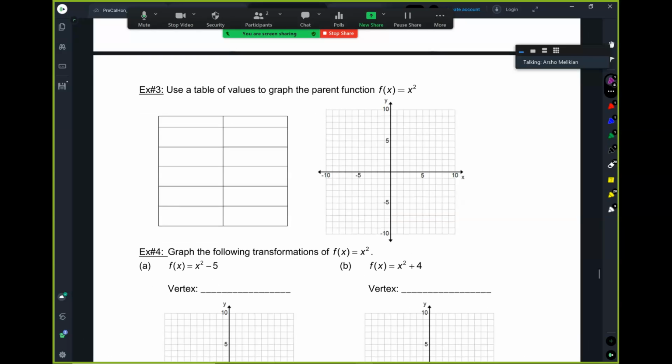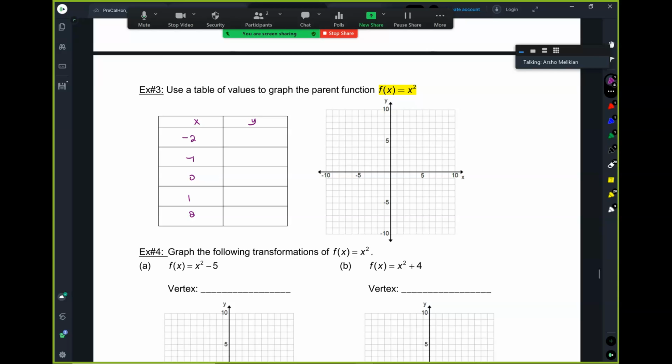Now we're going to move on from absolute values to quadratic functions. The first one we're going to take is f of x equals x squared. This is the parent function. So again, I'm going to pick values for x and y. And again, you want some negatives, some positives, and a 0. So -2, -1, 0, 1, 2.